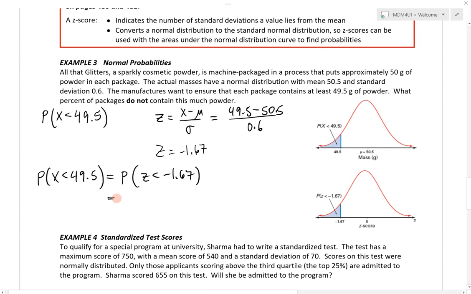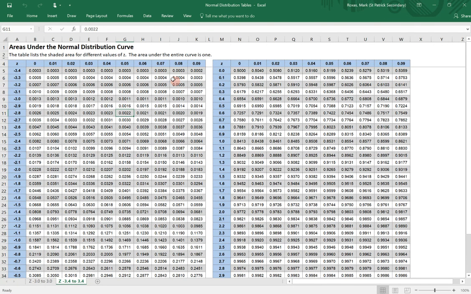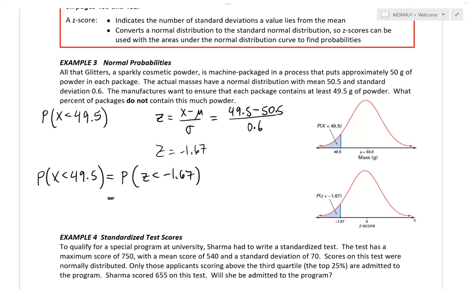And so this is what you need to do to find that probability. Go to your z-score table, okay? And the z-score table lists the shaded area for all the probabilities less than z, okay? So it's always going to be on the left side. It's always on the left side of that value.